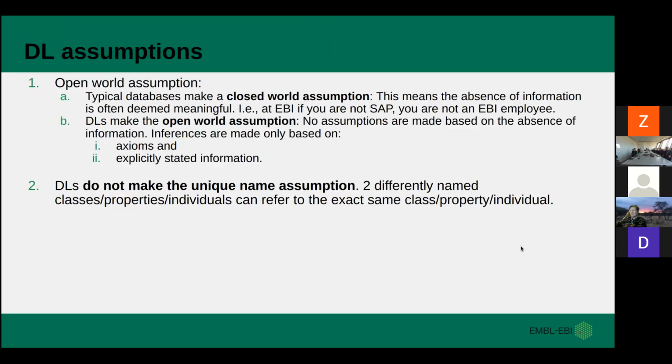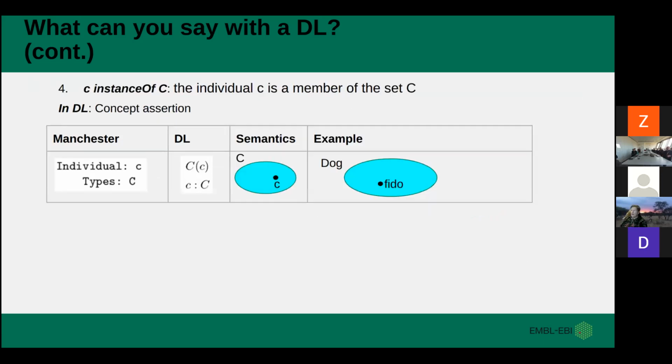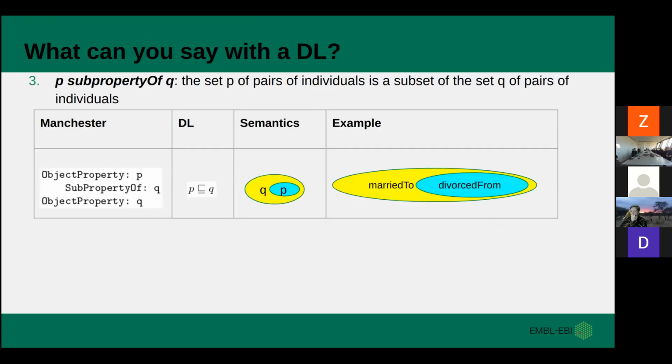This might be helpful, just to interject quickly. If you're used to looking at functional syntax, it looks like the top bit of DL there, pretty much. So you would have owns Carlo Fido for P, X, Y. Yeah, just so that. Well, we have to look at functional syntax when we look at diffs.